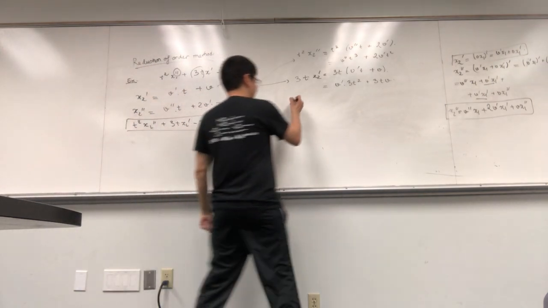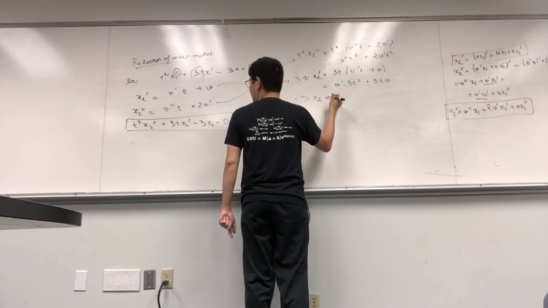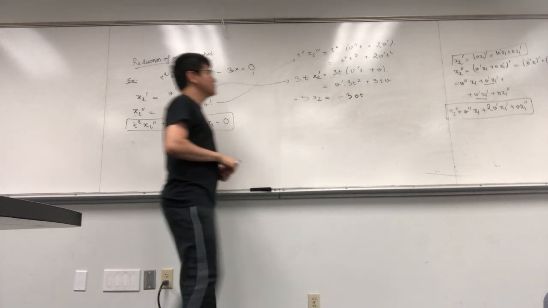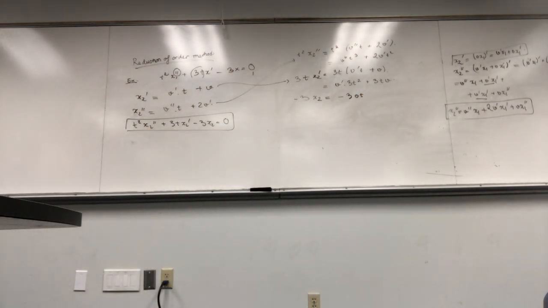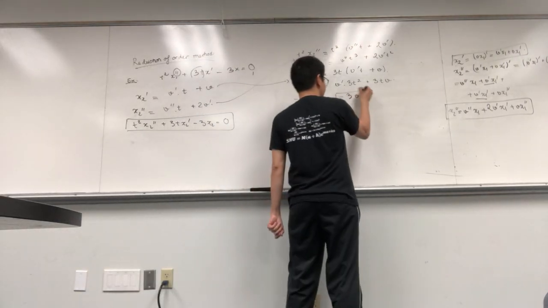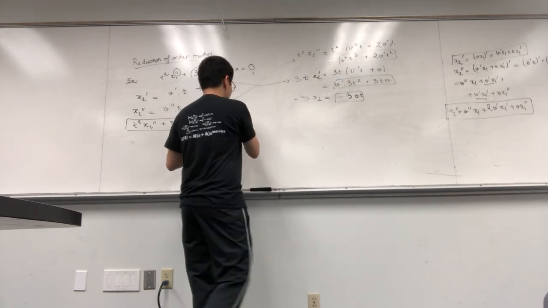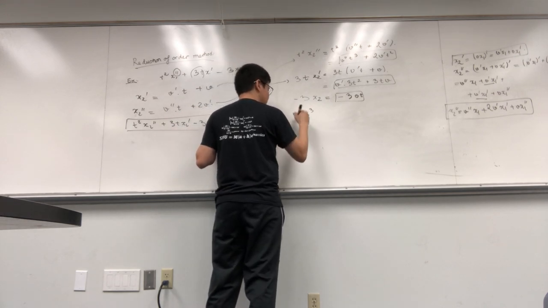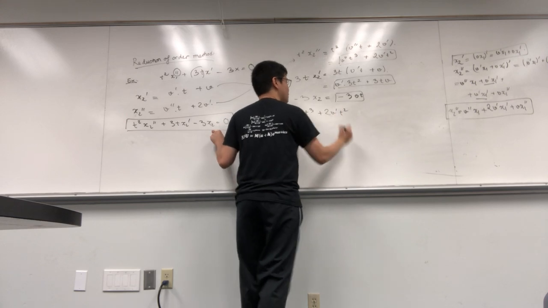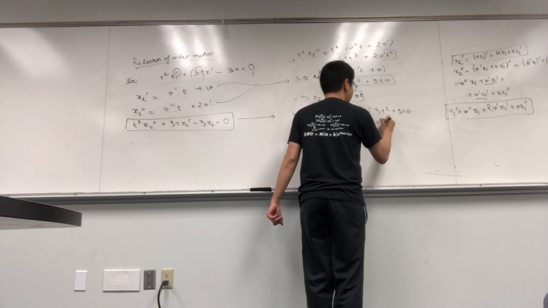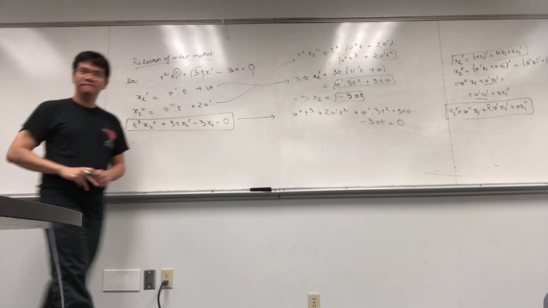Now I compute minus 3x2, which will be minus 3vt. Questions? Now I'm going to put everything together. So here I have v second t cubed plus 2v prime t squared, plus v prime 3t squared plus 3tv, minus 3vt is 0, right?